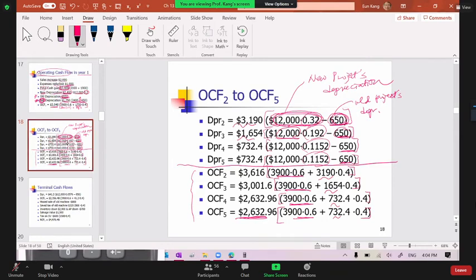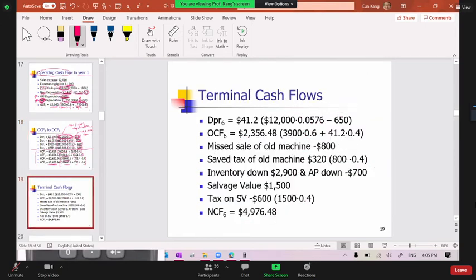Then again, many people miss this part: terminal cash flows. Again, terminal cash flow means what? When you terminate the project, the additional cash flows associated with terminating the project. Actually, this should be in the previous slide. Those are operating cash flows. So terminal cash flows are those ones, right? So operating cash flow plus terminal cash flows.